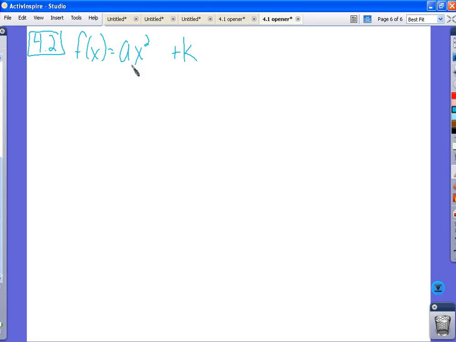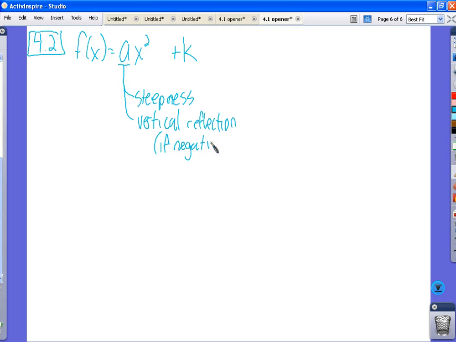What did this a do? Makes it skinnier, wider. It affects the steepness, whether it be more steep or less steep. And maybe a vertical reflection, if it's negative. But it's in control of the vertical reflection and the steepness both. This one moves it up or down.